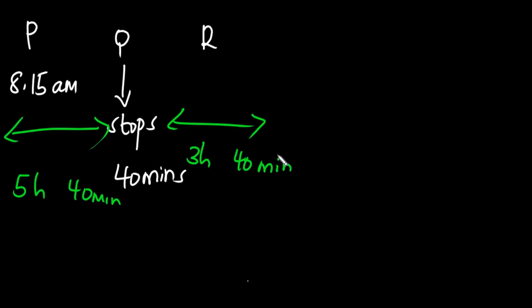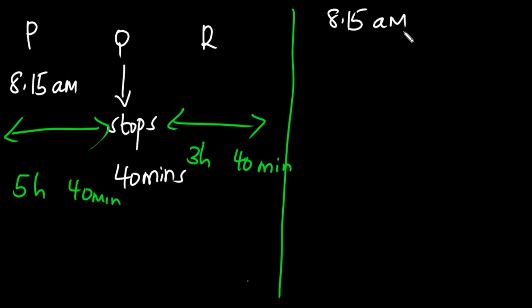Now, let's try to find the time that this bus arrived at Q, before stopping for 40 minutes. So this bus departed at 8:15 a.m. from town P, and then spent 5 hours and 40 minutes on the way to Q. So let's find the time this bus arrived at town Q. So what do we do? From 8:15 a.m., we add 5 hours and 40 minutes. So for the minutes, we have 5, and then 8 plus 5 is 13.